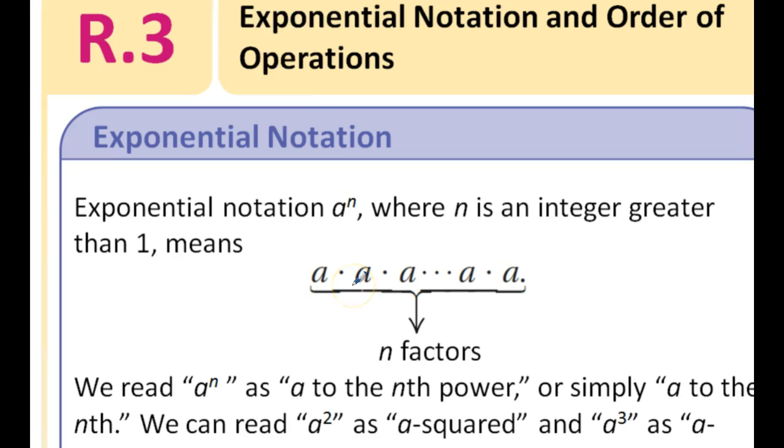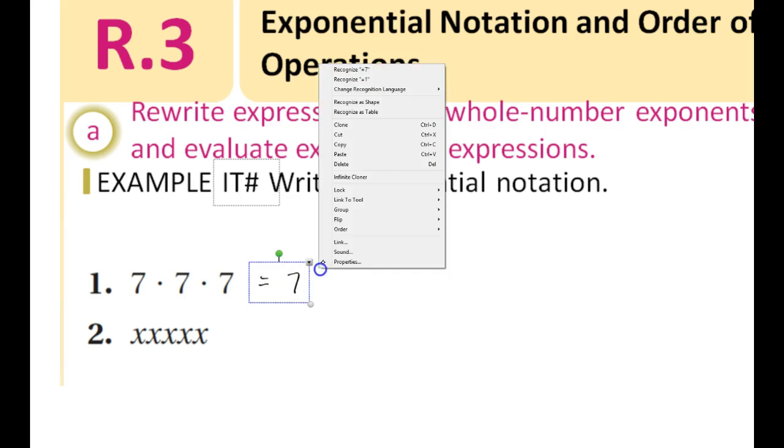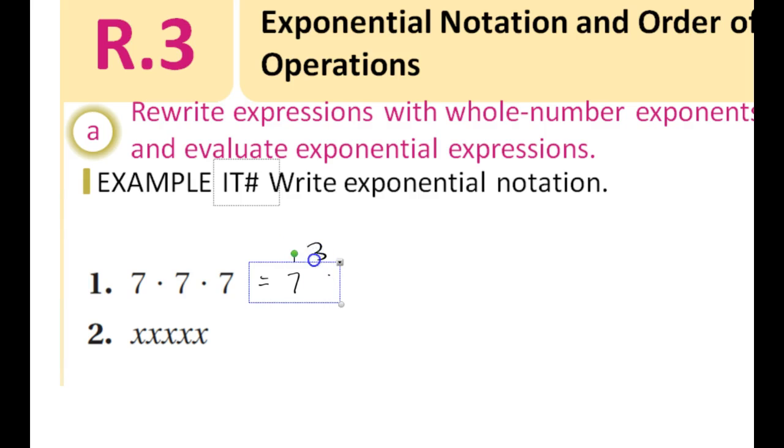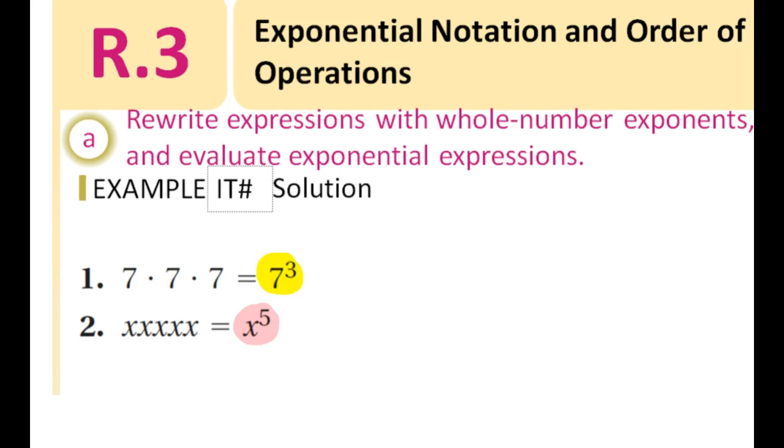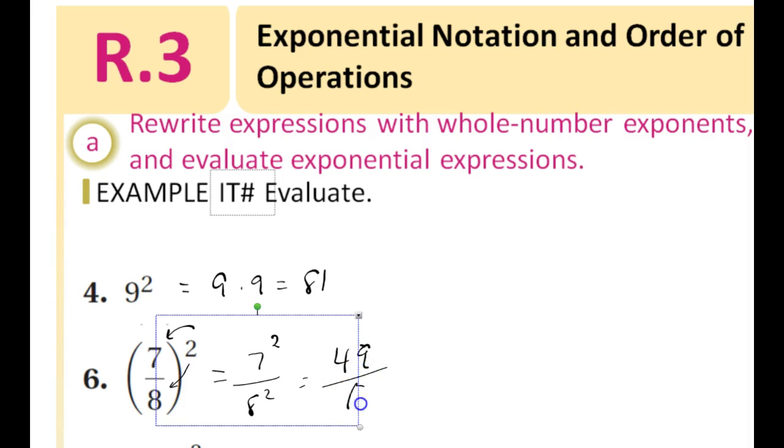problems where a times a times a is for n factors. So a cubed literally means a times a times a 3 times. So 7 times 7 times 7 is 7 cubed. And we've got x to the, I think, 5th here. Yep. And so 9 squared literally means 9 times 9. And that gives us 81. And we can think about distributing this to be 7 squared over 8 squared. That gives us 49 64ths.